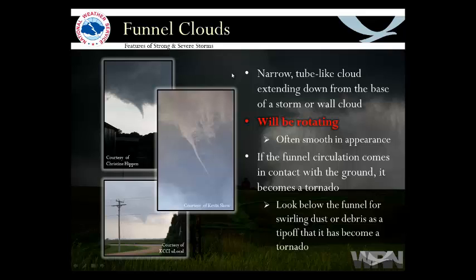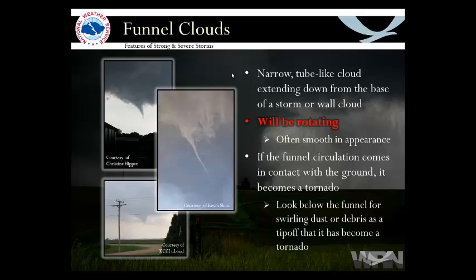Now we'll turn our attention to funnel clouds, which are sometimes confused with other features, such as shelf clouds or wall clouds. But some things to remember about funnel clouds is that they are narrow tube-like clouds extending down from the base of a storm or wall cloud. They are often vertical. They will be rotating. That's highlighted in red for a reason. If it's not rotating, and rotating fairly quickly, then it's probably scud or some other cloud feature. They're often smooth in appearance.